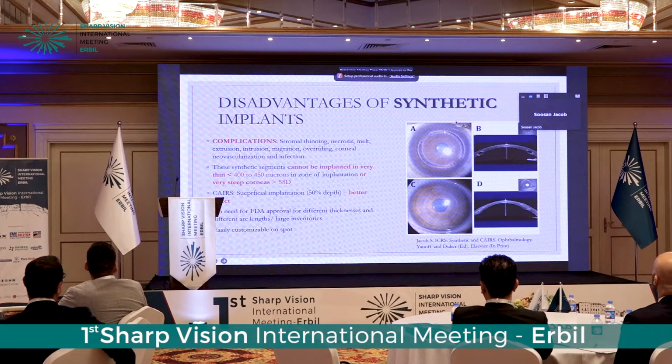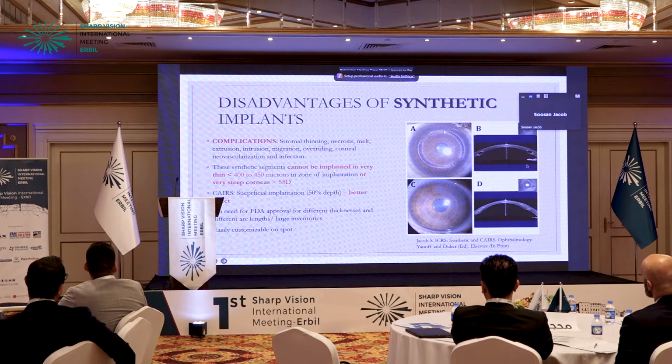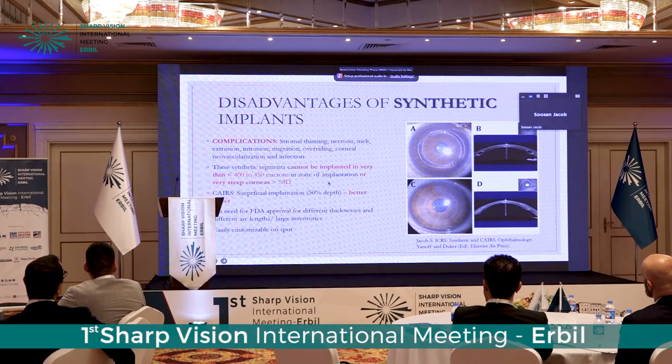You can see the difference between the synthetic and the CARES in this anterior segment OCT picture, where this is so deep and this is mid-stromal. It's not just that you get rid of the disadvantages of synthetic segments, it's also that you can implant these in very thin corneas, for example those which are less than 400 to 450 microns in the zone of implantation, or very steep corneas of more than 50 diopters.